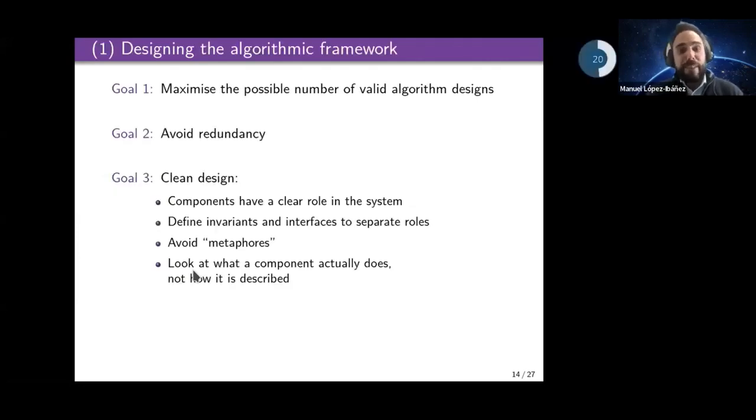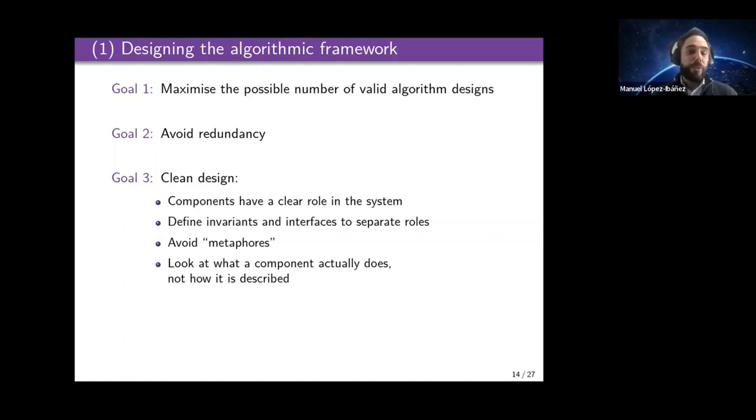So first, about designing the algorithm framework, I would say that this is one of the most challenging tasks if you are starting from zero, because you want to attain at least 3 goals. One goal is that you want to maximize the possible number of valid algorithm designs. First, you don't want to generate invalid designs because that's completely useless. But you want to maximize the number of possible valid algorithm designs because you want your framework to be flexible and to be able to apply to different application scenarios.